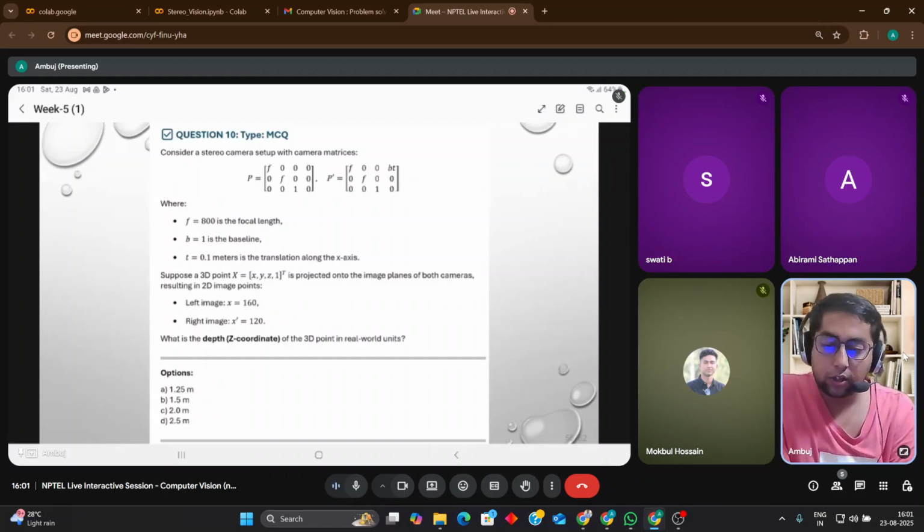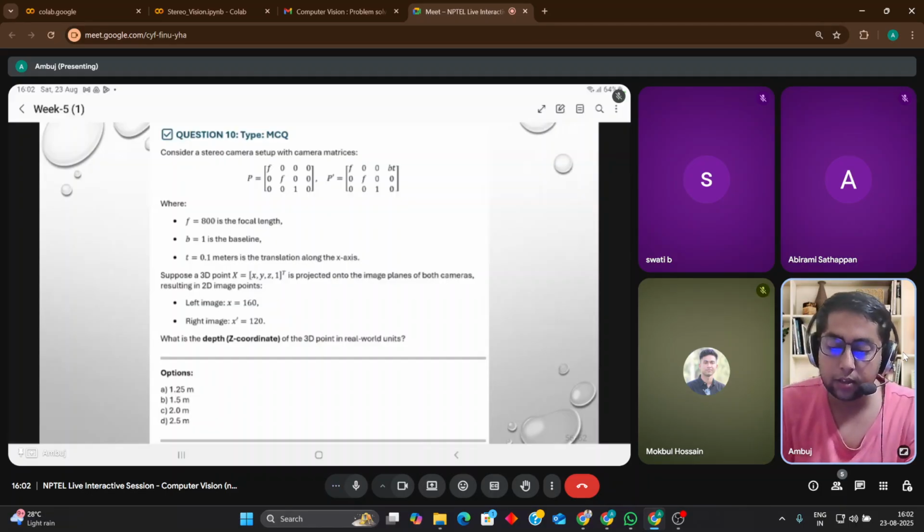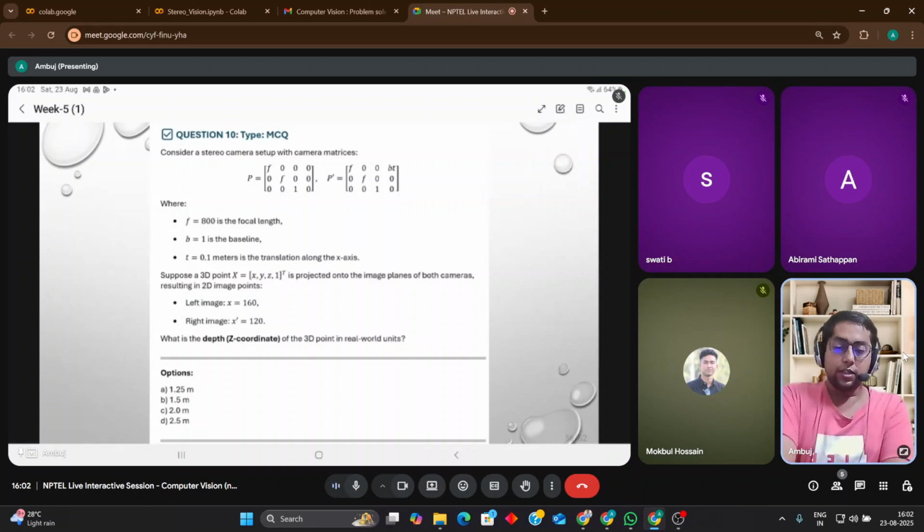Yes. A stereo camera setup is there with the camera matrices. P is given to us, P dash has been given to us, F is 800, B is 1, T is 0.1 meters, which is the translation along the x-axis. Suppose a 3D point X, Y, Z, 1 transpose is projected onto the image planes of both the cameras, resulting in 2D image points. Left image x is 160, right image x dash is 120. Then what is the depth coordinate of the 3D point in real world units? The depth or the Z coordinate, this we have to check.